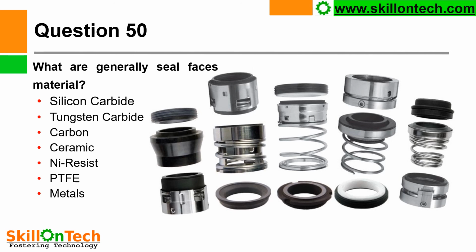If a foreign particle will embed in a rotary seal face, then that will make continuous scratches over the seal face, and seal will not survive and it will start leaking. Elastomers are used as secondary seals such as O-rings in the mechanical seal assembly.